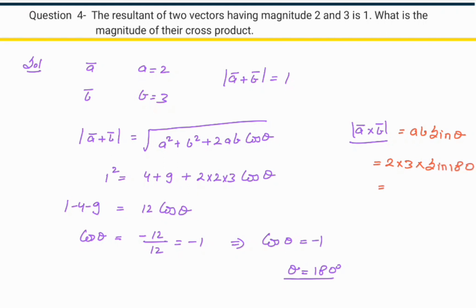What is the value of sine 180? It is 0. Now it means the magnitude of their cross product is going to be 0. This is the answer for this question. Okay, now move to the next question.